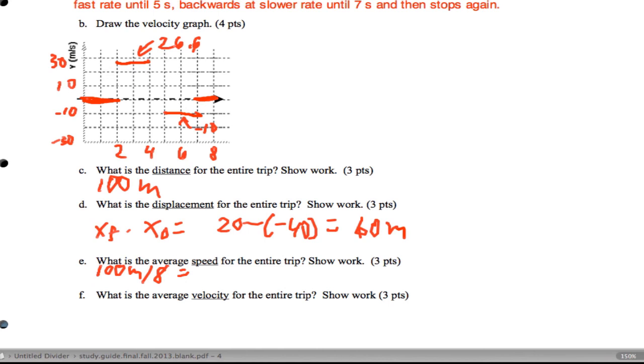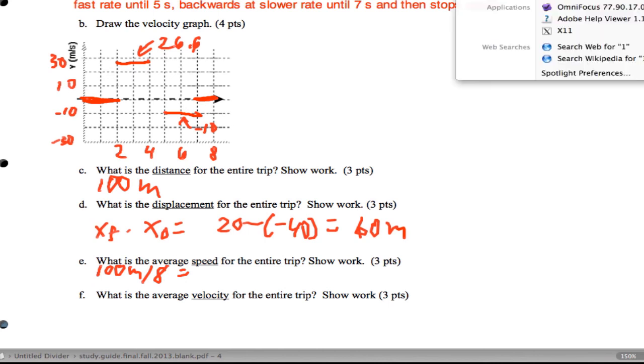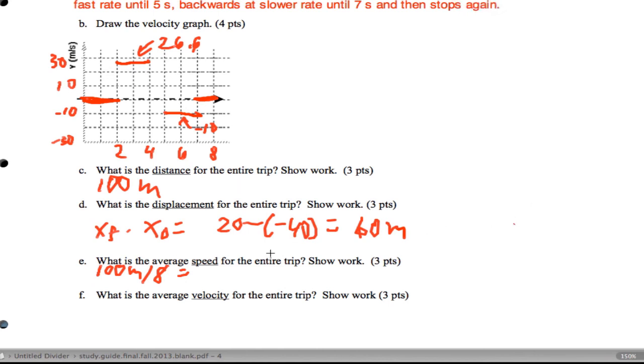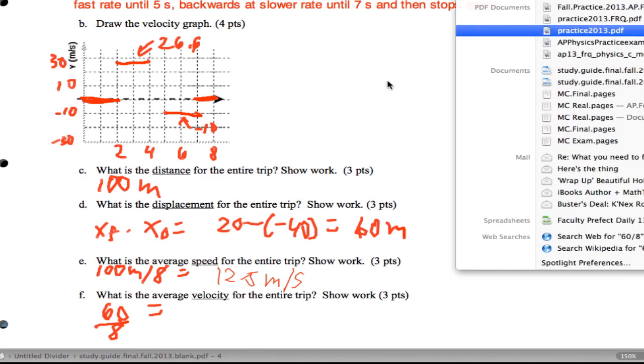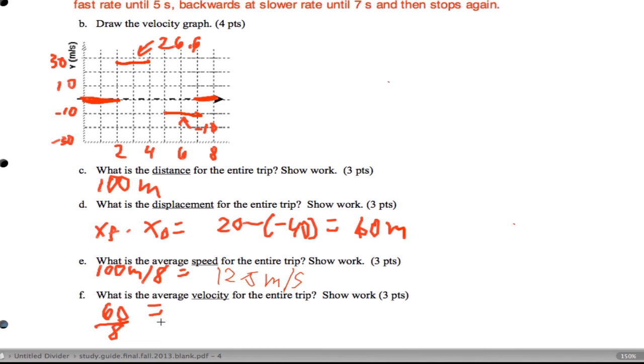And I believe that's 12 point something. Let me just double check. 12.5. And when we get the average velocity, we're going to use the displacement over the time, the same idea of taking displacement over time that we've used before. And so when we get that average velocity, we end up getting 7.5 meters per second. So that's problem number 4. In the next video, we'll do problem number 5.